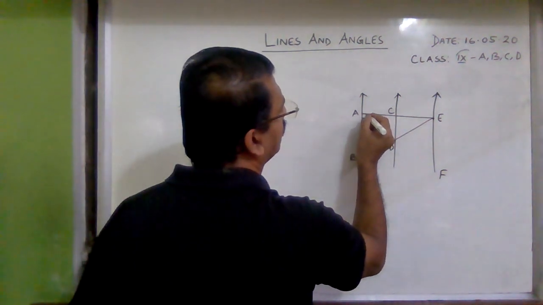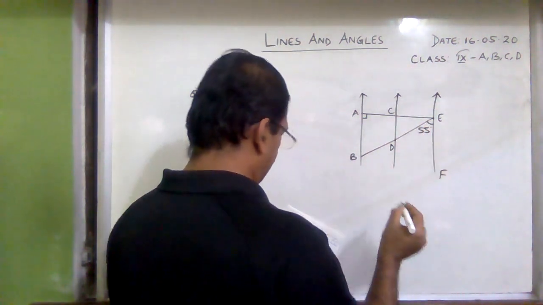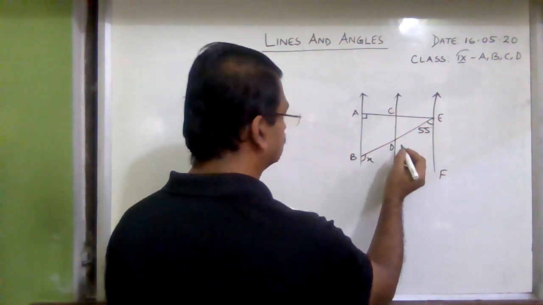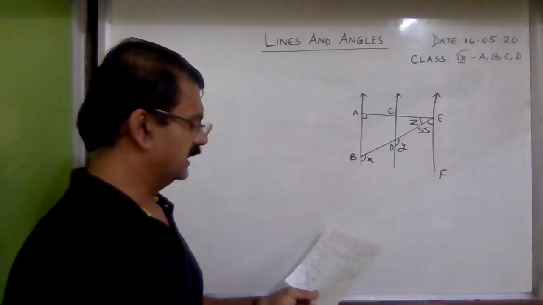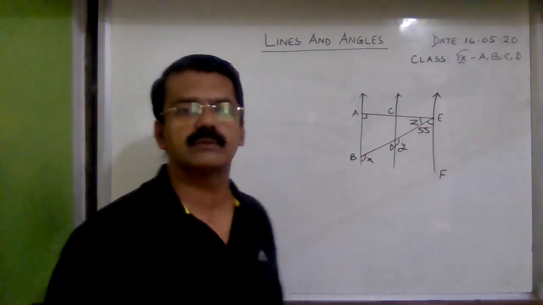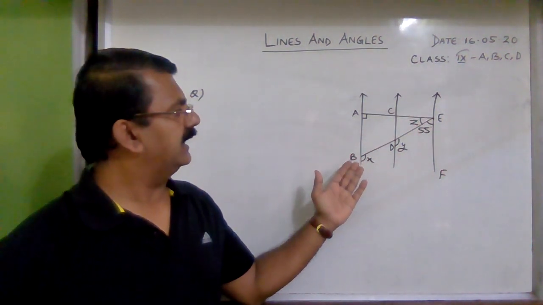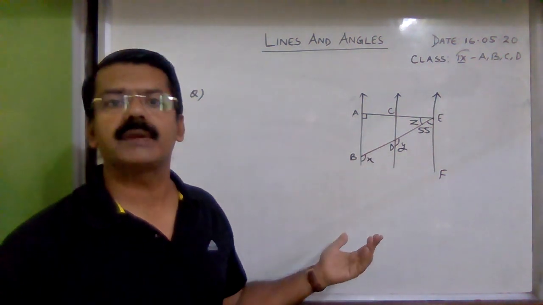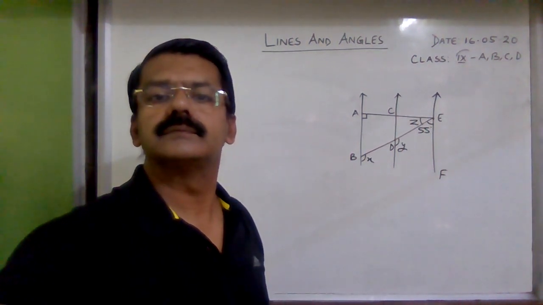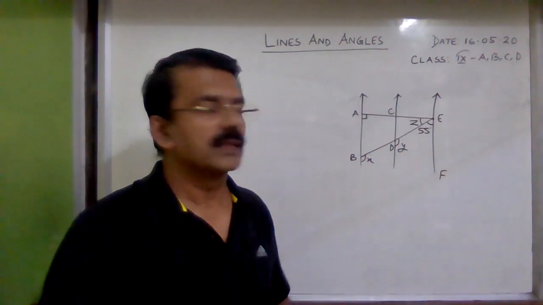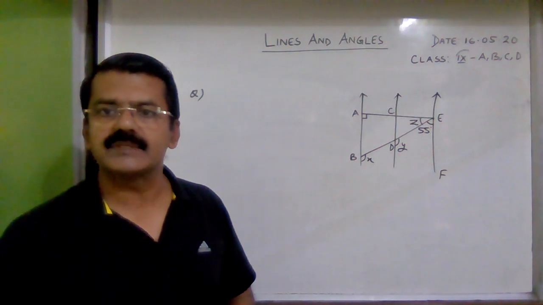Now this angle is given as 90 degrees, this angle is given as 55 degrees, and you have to find X, Y and Z. So you have to find these three angles, the values of X, Y and Z. Now as lines AB, CD and EF are parallel, we can apply all the theorems or axioms that I have already told you.